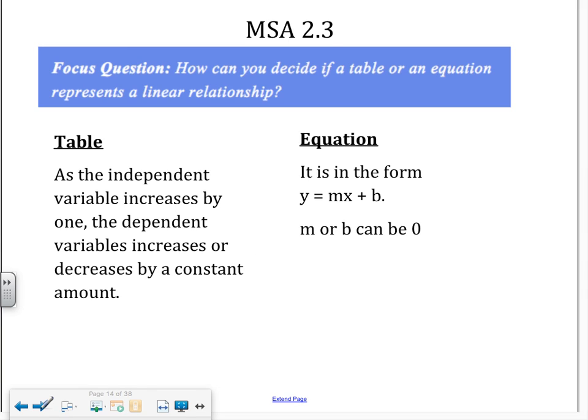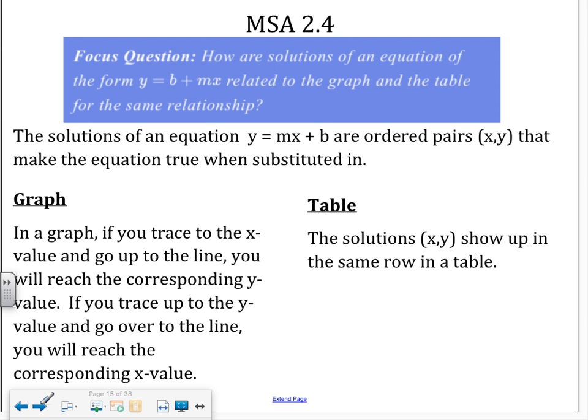2.3: How can you decide if a table or an equation represents a linear relationship? In a table, look for what the dependent variable increases or decreases by as the independent variable increases by 1. It has to be constant. In an equation, again, y equals mx plus b, where m or b can be 0.